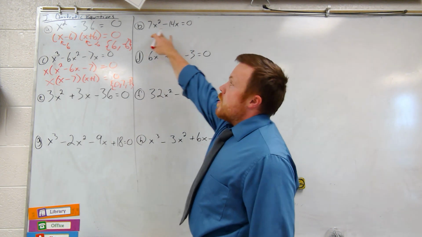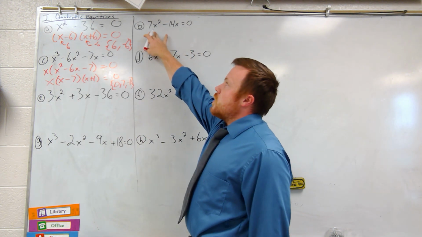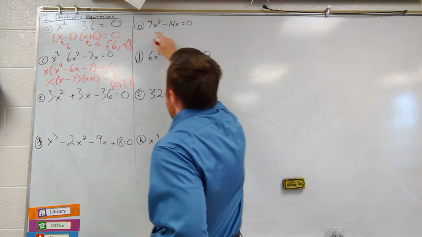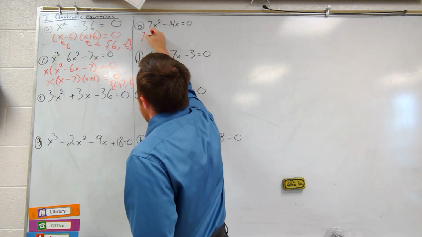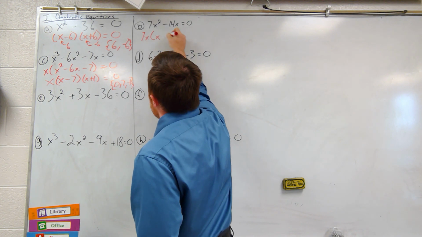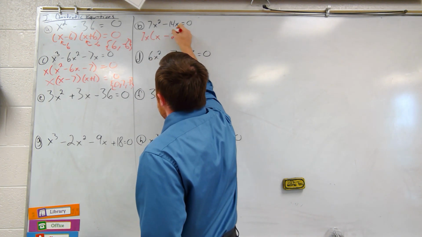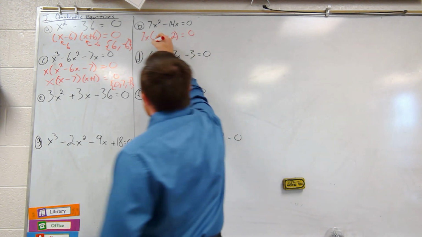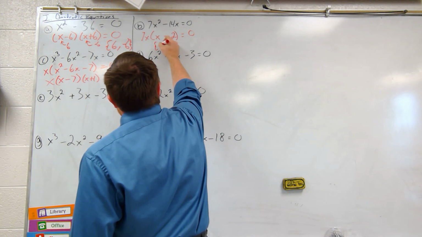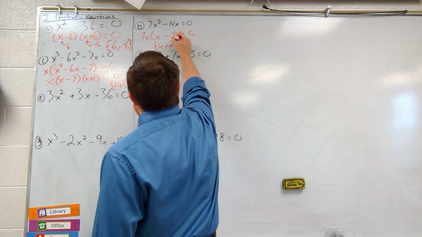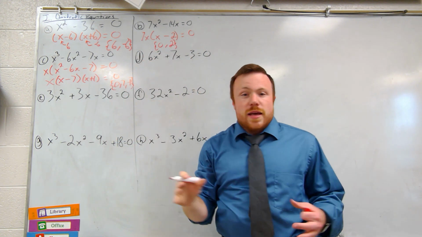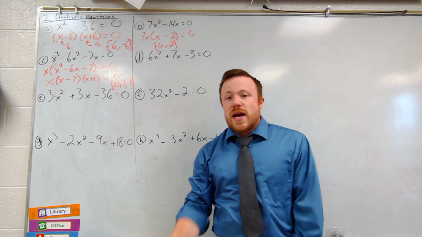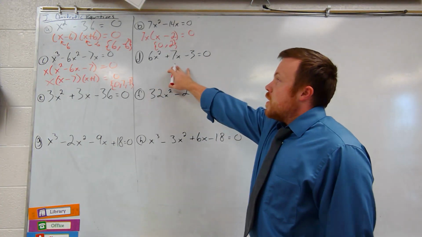I'm going to jump up here. This one is a binomial, but it doesn't look like I can square root both of them. I can actually take out a GCF. I'm going to do that. And I'm going to take out the 7x, leaves me with x minus 2 equals 0. And so if I set each of those equal to 0, I end up with a solution set of 0 and 2. Remember, just because they are 2 numbers in brackets, that doesn't mean they're an ordered pair. Those are 2 x's, not an x and a y.